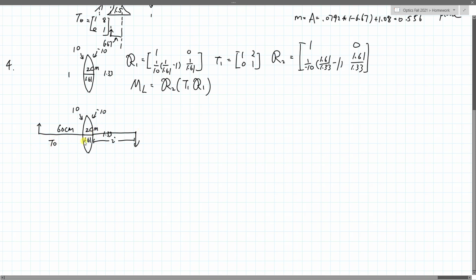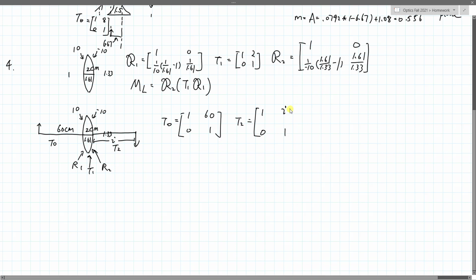So the expanded system has this T0, and here's R1, T1, R2, and here's a T2. Okay, 0, 1, 2. So we have expanded in front and behind. T0 is equal to 1, 60, 0, 1. And then T2 is equal to 1, I, 0, 1.